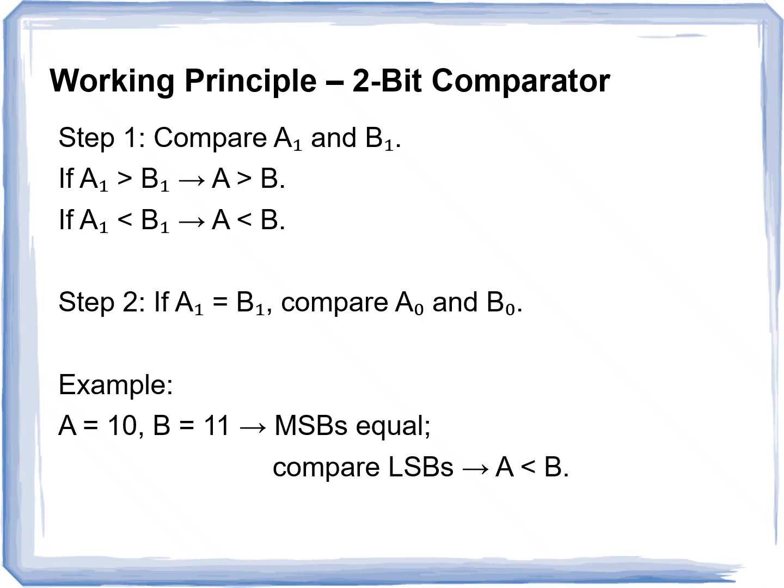In this example, A equals 1 0 and B equals 1 1. In this case, the MSB bits are equal, so we compare the LSB bits, A0 and B0. Here A0 is 0 and B0 is 1. So comparing with this bit, A is less than B. So if the MSB bits are equal, we go to the LSB bits, and A is less than B. This is the principle of comparison for the 2-bit magnitude comparator.